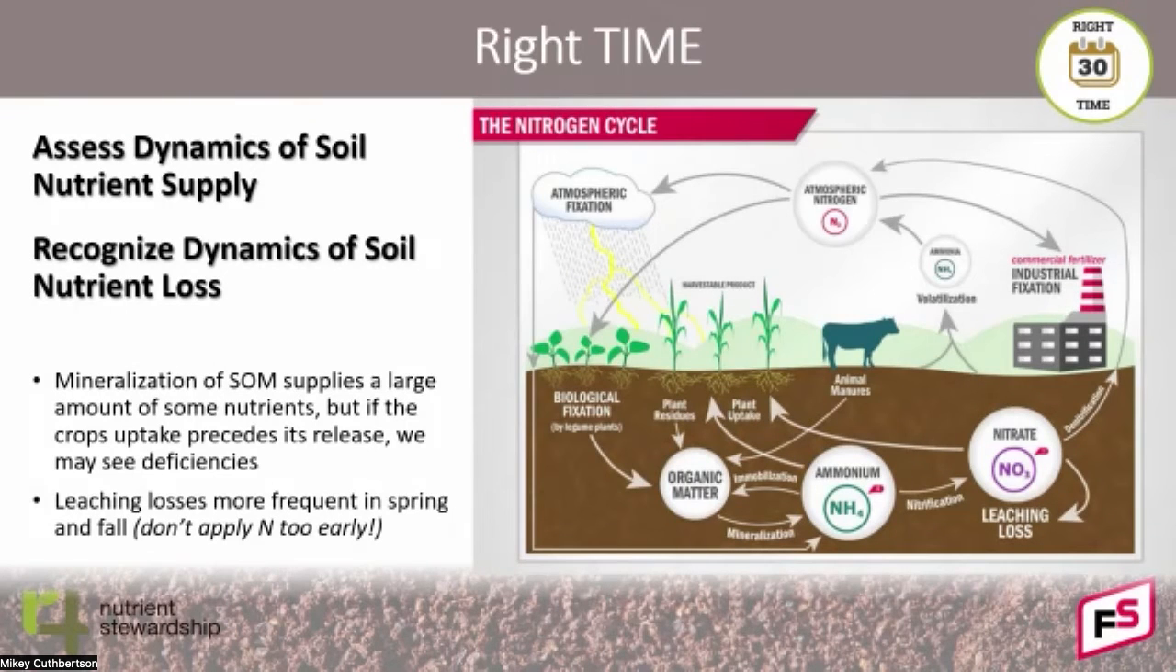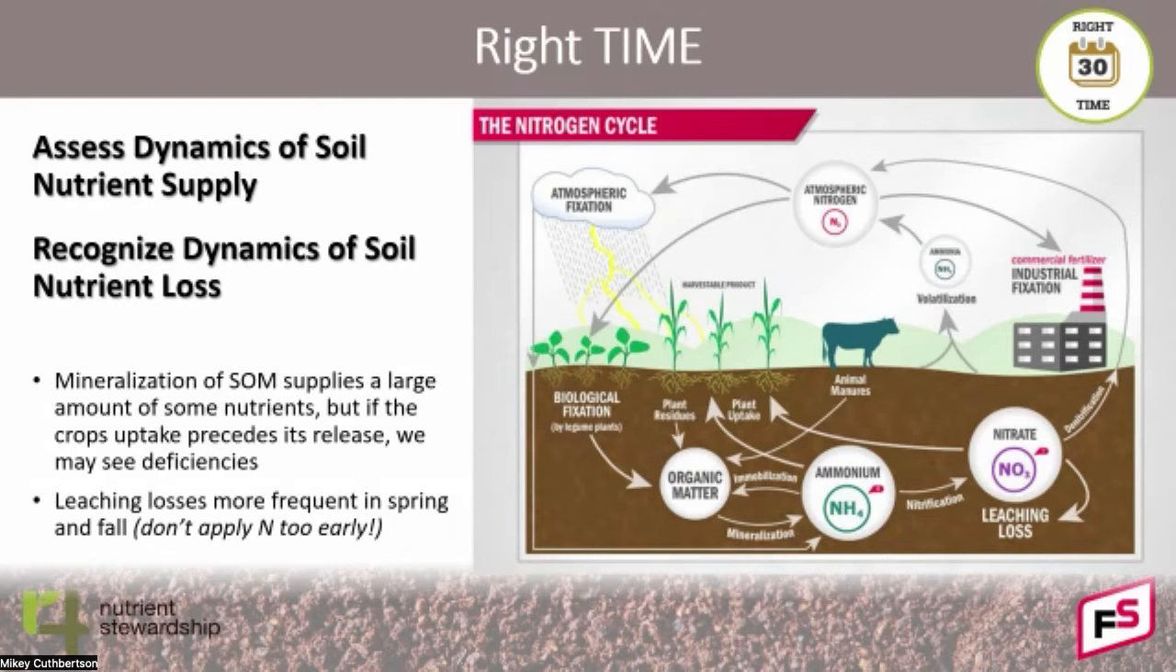So with the right time, I have to show the nitrogen cycle, of course, that you can't have a 4-hour presentation without it. So here's our nitrogen cycle. And so when it comes to right time, again, really assessing the dynamics of that nutrient supply and that nutrient loss. And so through mineralization of that soil organic matter, we can have nutrients available. But if those nutrients don't become available at the right time that we need it, we could have deficiencies even show up. And so that all depends on weather, and we know what it's like relying on Mother Nature. It can be a tough task to do.